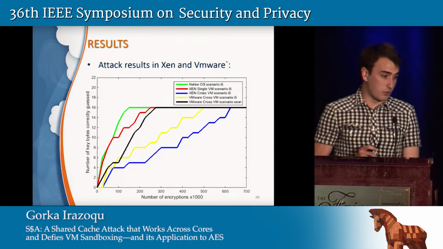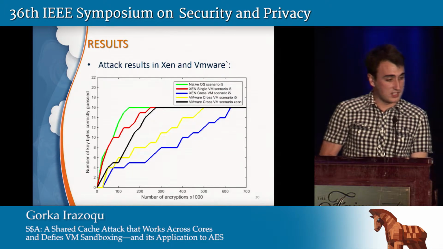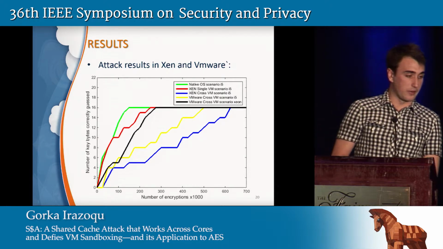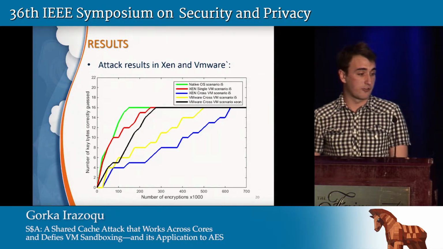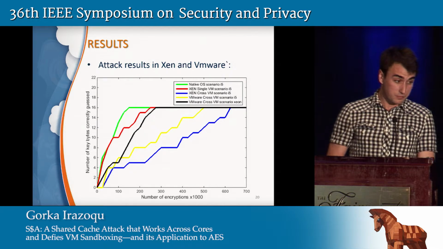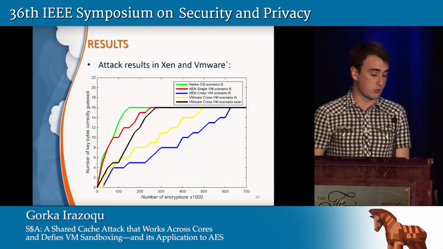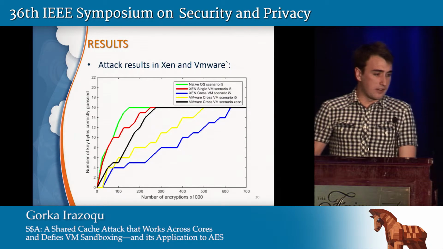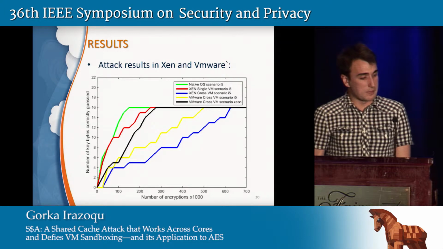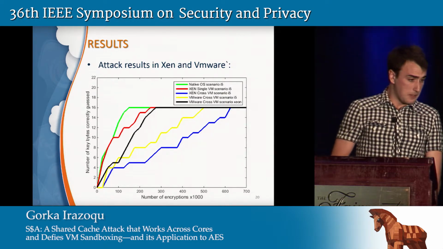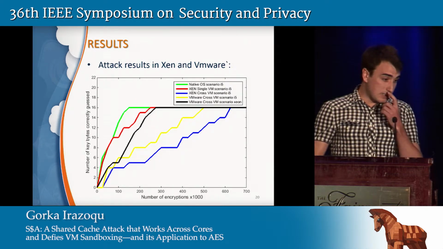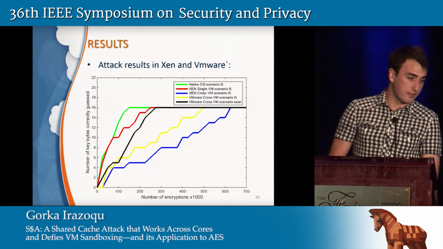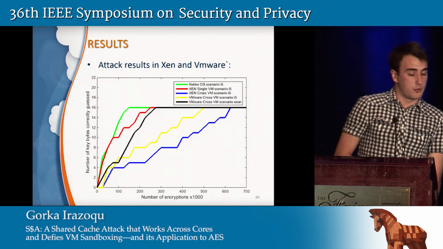The results are shown in the picture, where the x-axis plots the number of encryptions we need times 1,000 to recover the key, and the y-axis shows the number of correctly guessed key bytes from 0 to 16, because we're using AES 128. And ignoring for a moment the green and the red lines, which do not plot the cross-VM scenario, let's focus on the other ones. We can see that the blue line, which is the Xen hypervisor in the Intel i5, it's the one that needs more traces to recover the key.